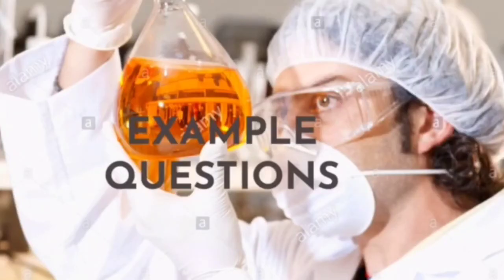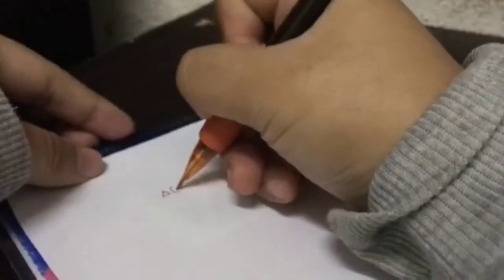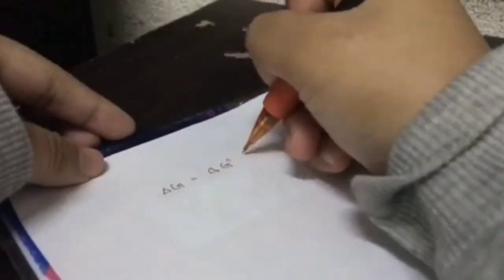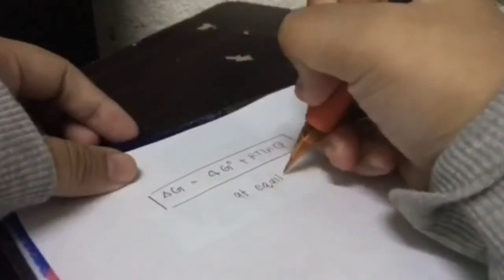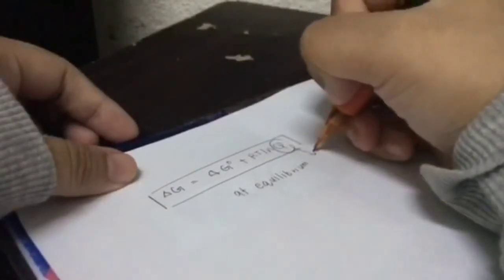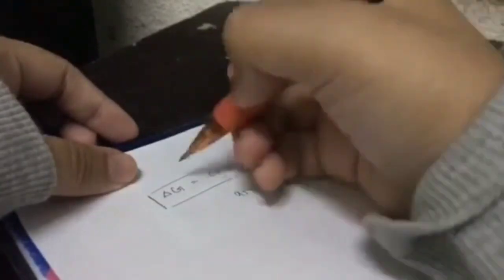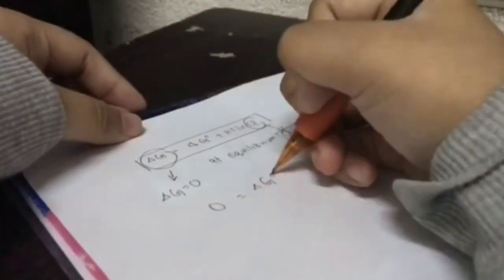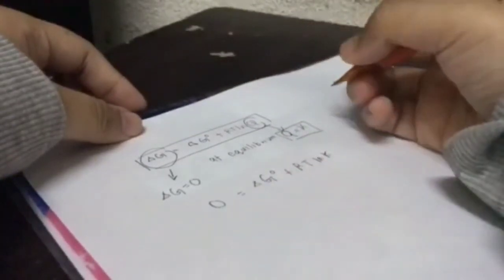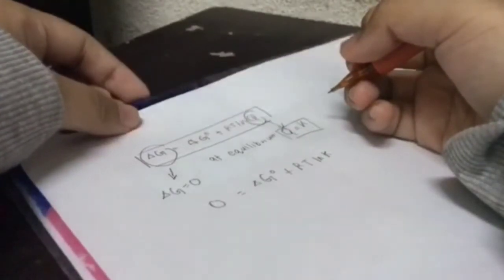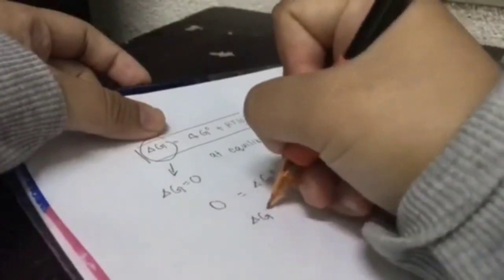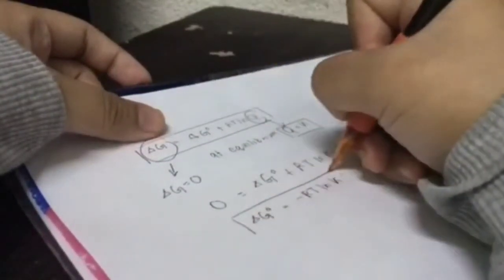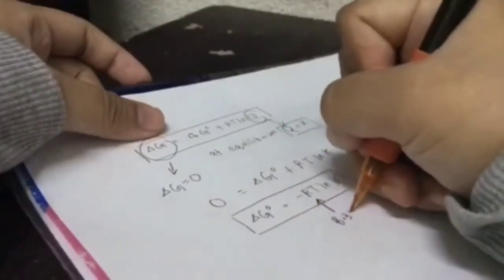Okay, let's look at the three example questions. For the example questions, we need to remember to use this equation: delta G equals delta G0 plus RT ln Q. But whenever it's at equilibrium, Q equals K and delta G equals 0. So when we insert the equilibrium state, we get 0 equals delta G0 plus RT ln K. This is the equation we must remember to use for all the questions that ask for the equilibrium constant.